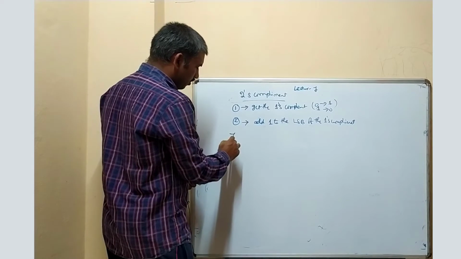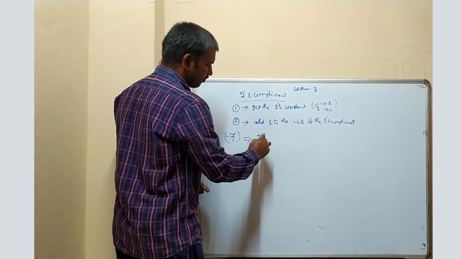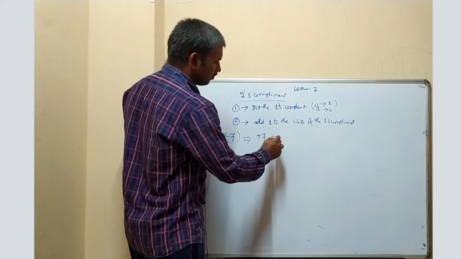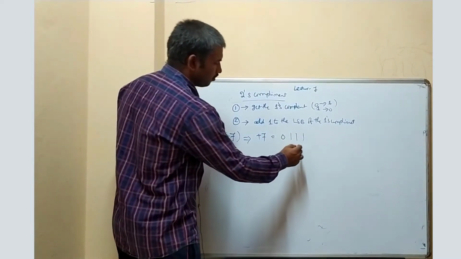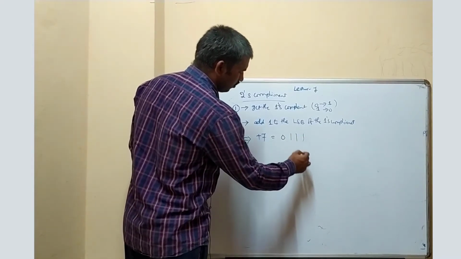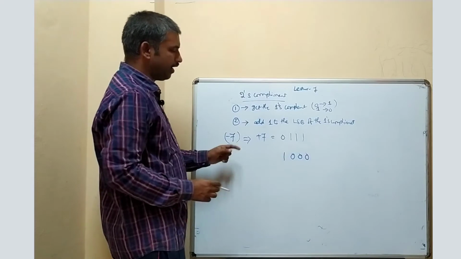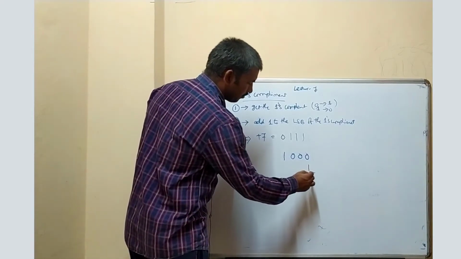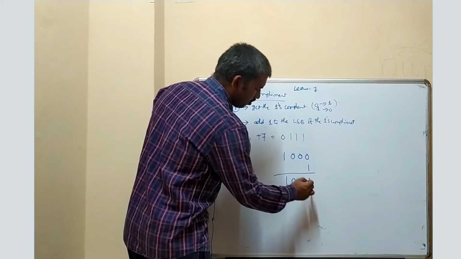Let's take -7. We will represent it in 2's complement. First we will take the +7. +7 will be 0, 1, 1, 1. As per the first rule, first you have to make the complement. That means 1, 0, 0, 0. Then we have to add 1 to the LSB. It becomes 1, 0, 0, 1.